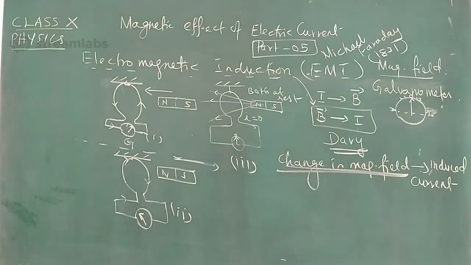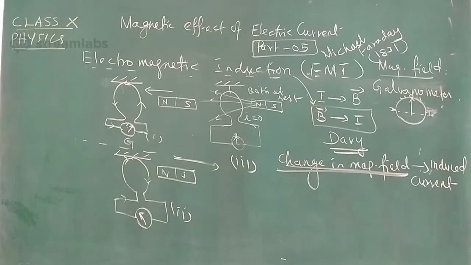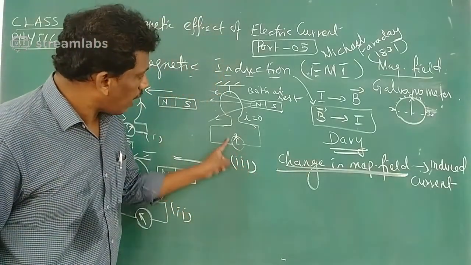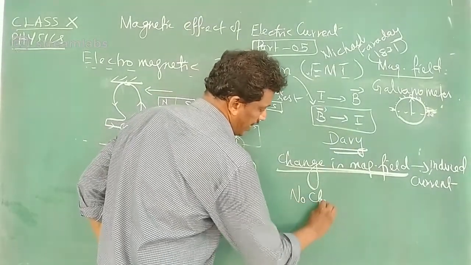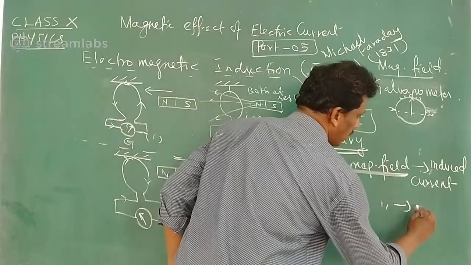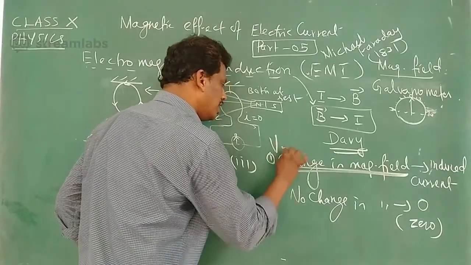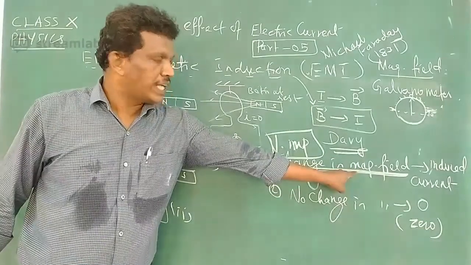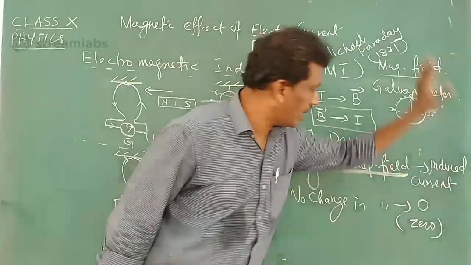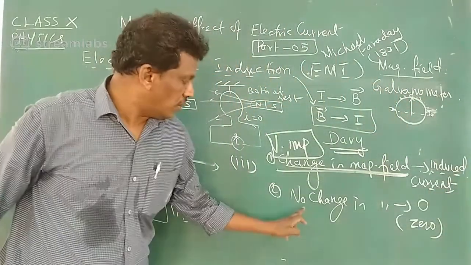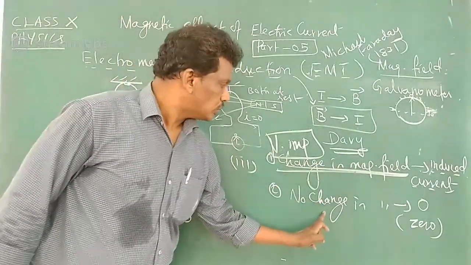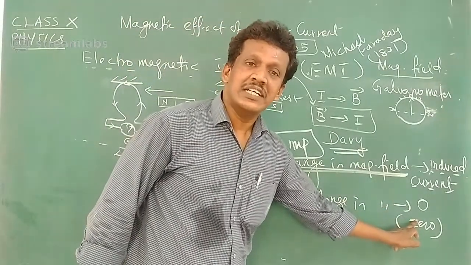Very, very important. Now look at the board. It is clear. Nobody facing problem? Yes, induced current. But in the third, what is happening? No change in magnetic field. Induced current how much? Zero. Very, very important point. Change in magnetic field produces potential difference and hence you are getting current. That is called induced current. Suppose there is no change in magnetic field: no potential difference, no current.